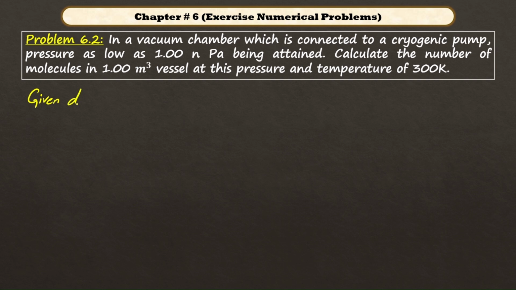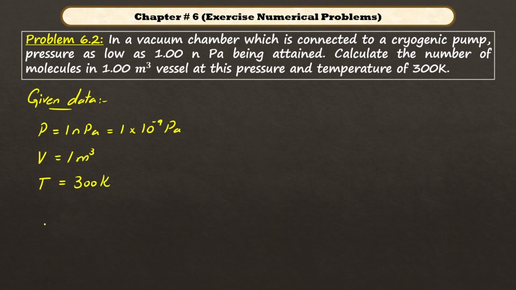Given data: P is equal to 1 nanopascal which is equal to 1 into 10 to the power minus 9 pascal. V is equal to 1 cubic meter. T is equal to 300 Kelvin and N is equal to question mark.